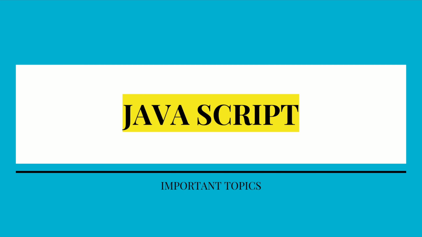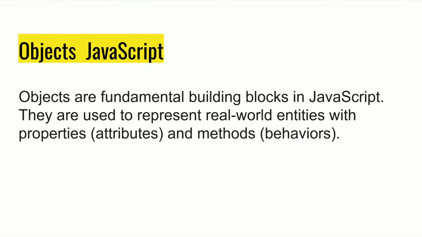I am from AML. I am here to explain the main topics of JavaScript today. Here, first it classifies mainly object. Objects are fundamental building blocks in JavaScript. They are used to represent real-world entities with properties and methods. Properties are defined as attributes, and methods describe or define the behavior of a specific operation.